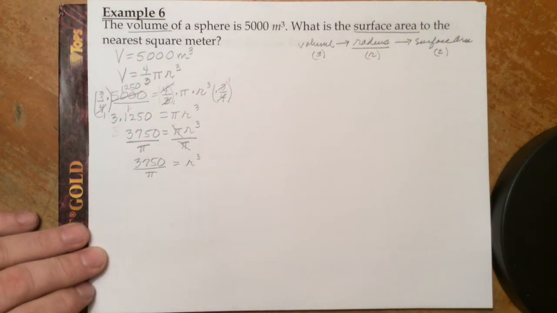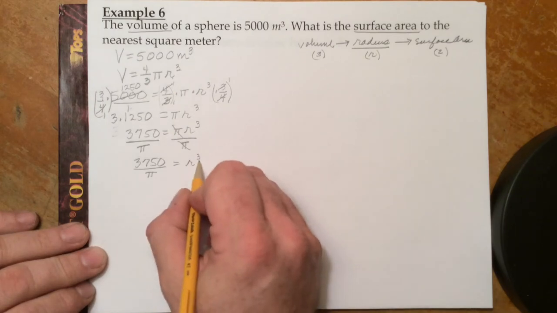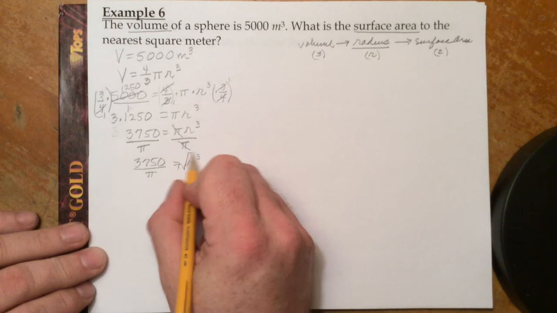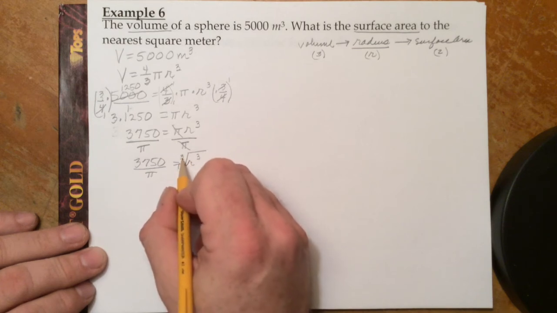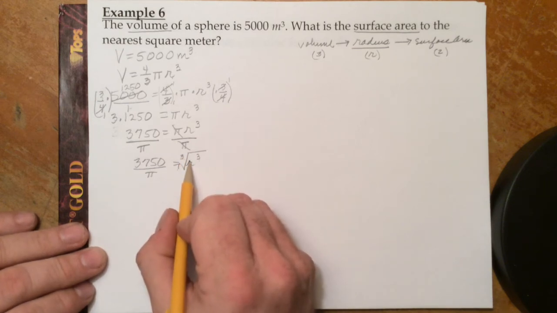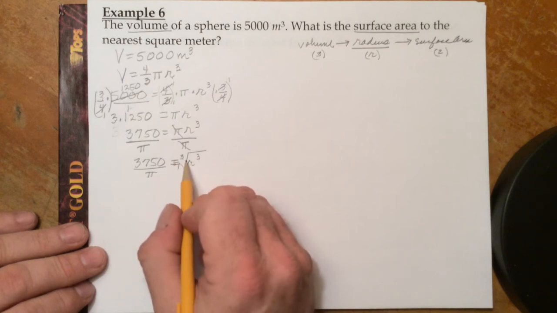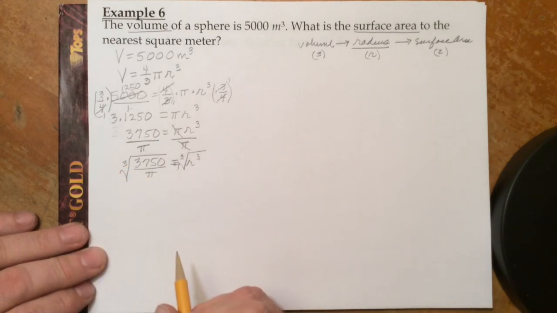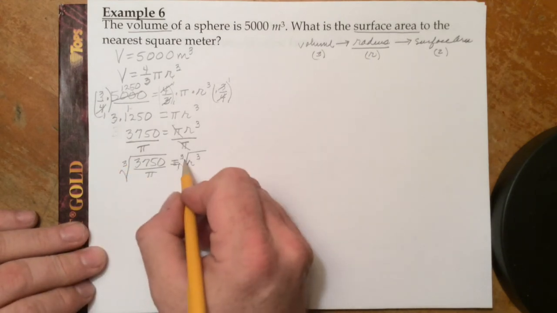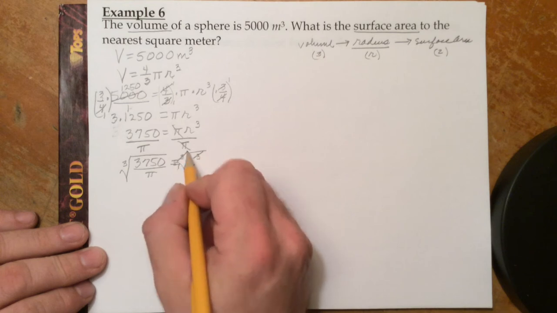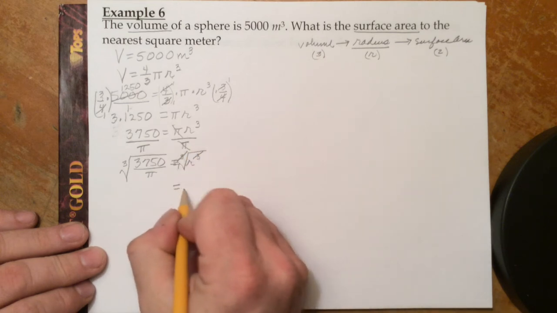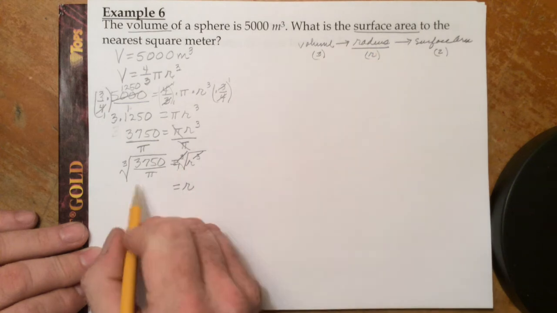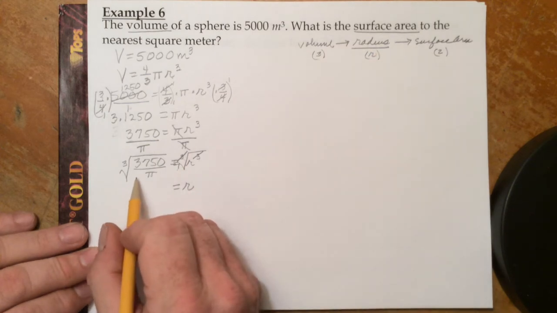Now, the inverse of squaring a variable is taking the square root. The inverse of cubing a variable is taking the cube root. Make sure the little index number 3 is there. Whatever we do to one side of an equation, we can do exactly the same thing to the other side. So we take the cube root of the left side of the equation also. Over here, the cube and the cube root cancel each other out, and we're left with r, which is what we're looking for. On the left side, we have the cube root of 3,750 over pi.